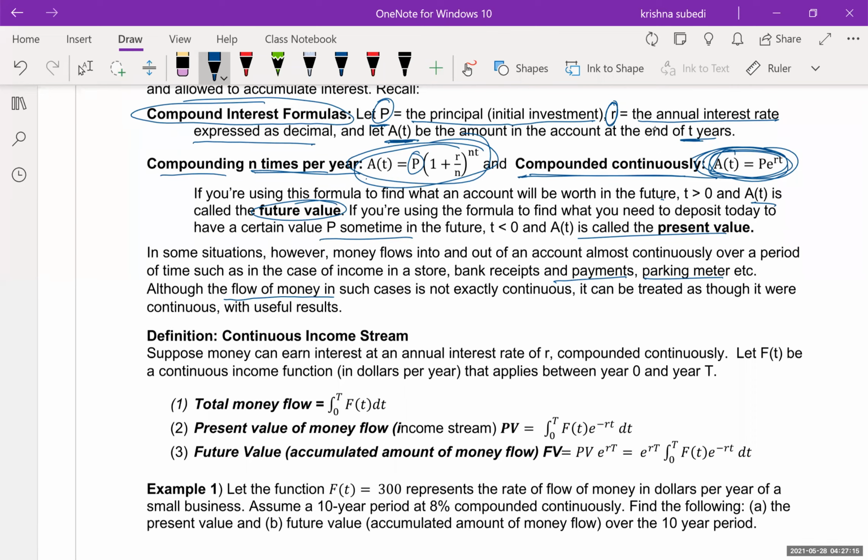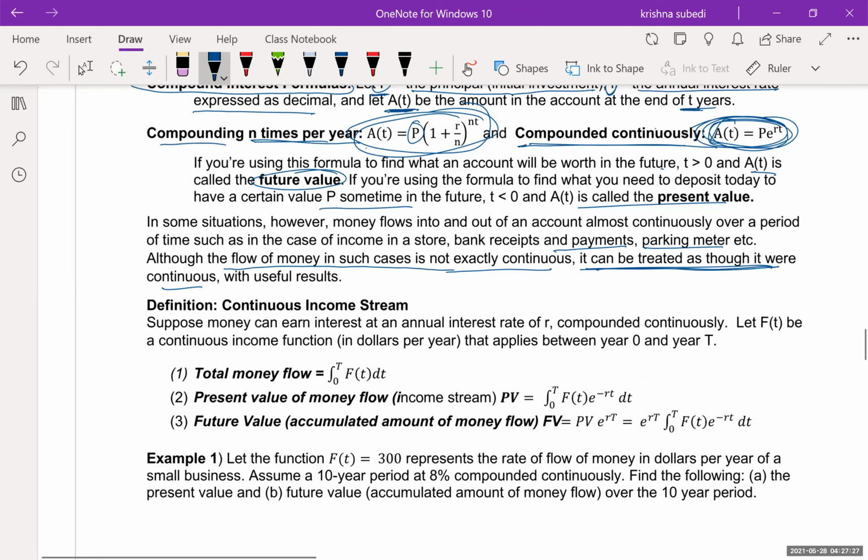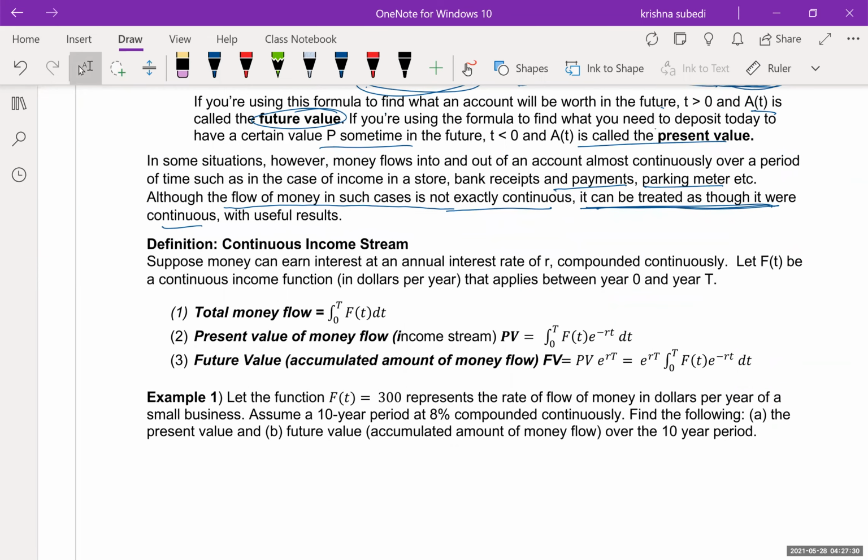So the flow of money in such cases is not exactly continuous, as I said earlier, but it can be treated as though it were continuous. And on this assumption, we can come up with some very powerful formulas.